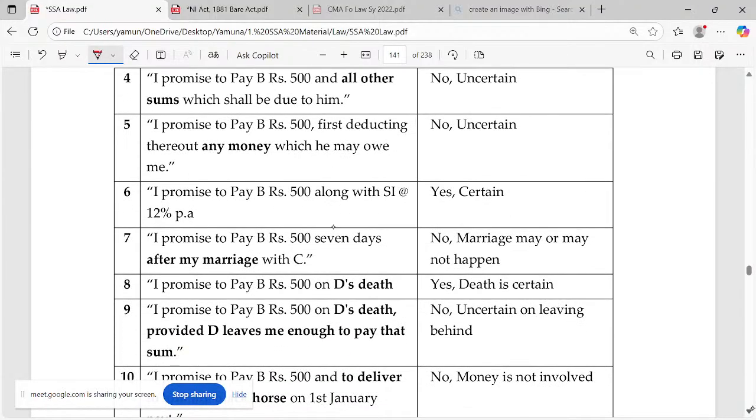Let me go for the eighth and ninth. I promise to pay B rupees 500 on D's debt. Yes, debt is certain. It's a promissory note. But see the ninth one: I promise to pay B 500 on D's debt, provided D leaves me enough to pay that sum. D may be having an amount, D may not be having an amount. D's debt is definite, but whether he leaves the amount or not, it becomes contingent. So it is not a promissory note, because whether he will leave behind or not becomes uncertain. There should not be uncertainty in a promise. So if you want to give a comparison example, the 8th and 9th will do. It's a beautiful combination.